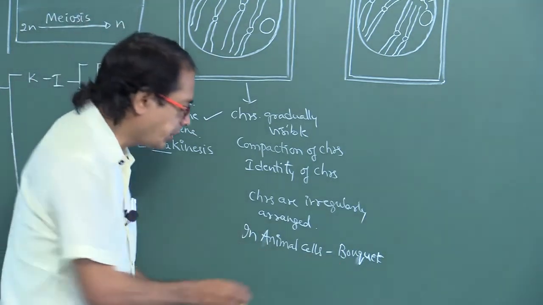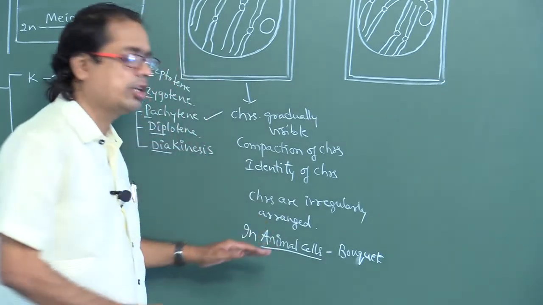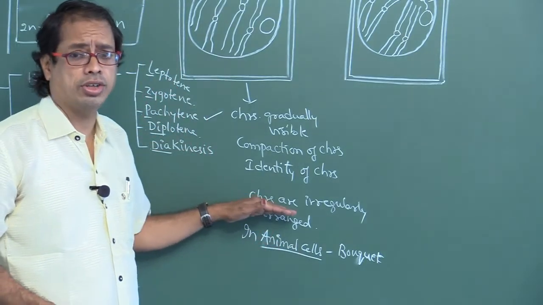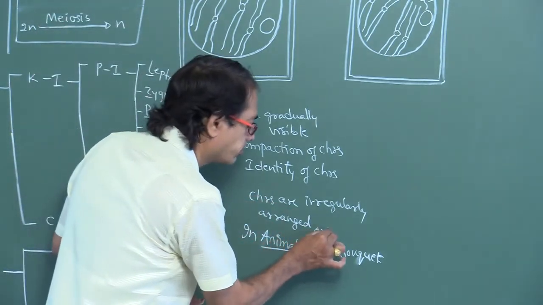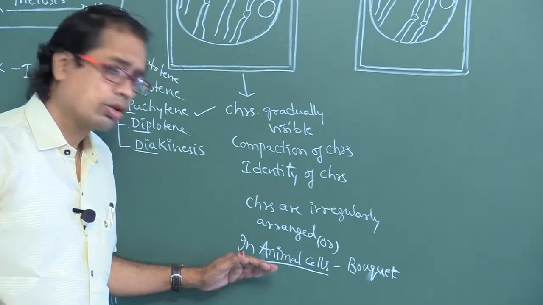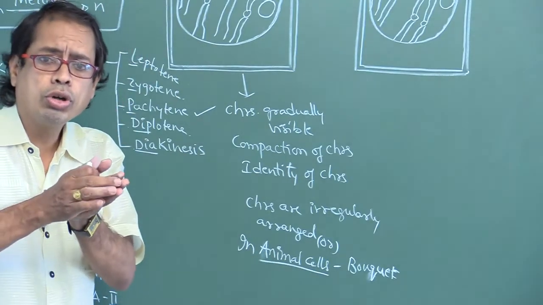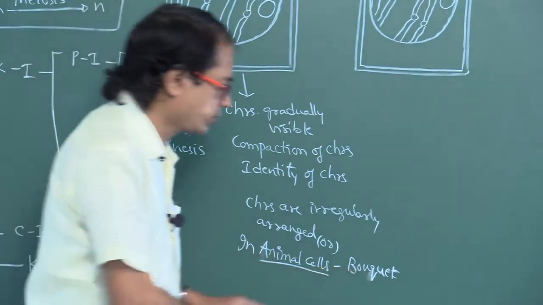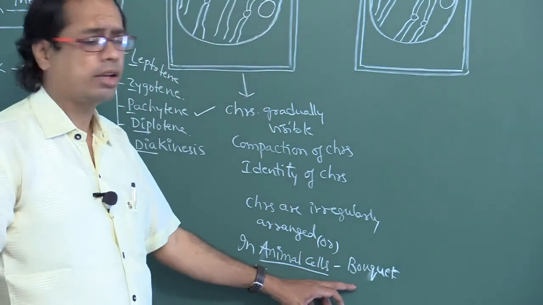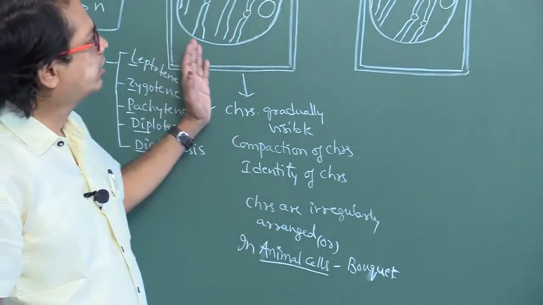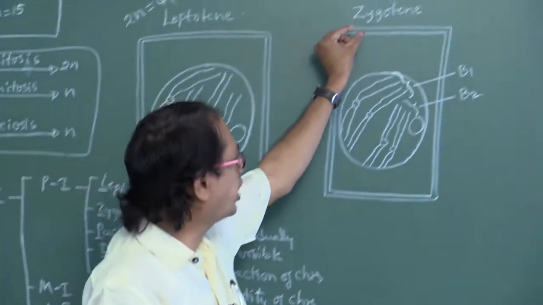Okay, in which cells? In animal cells, in some cases. Generally chromosomes are irregularly arranged, or in some cases these chromosomes are moved towards the poles and arranged in the form of the bouquet stage. This bouquet stage appears in which stage? Leptotene. Okay, next, zygotene. What does it mean?